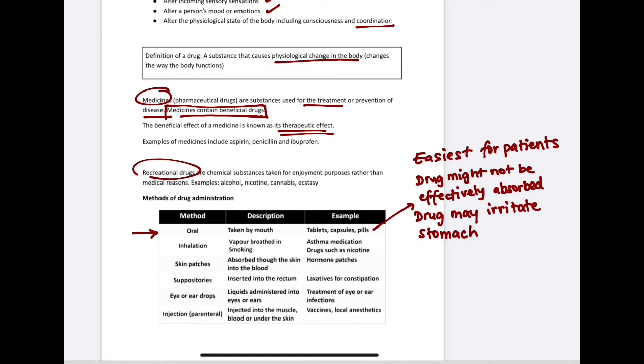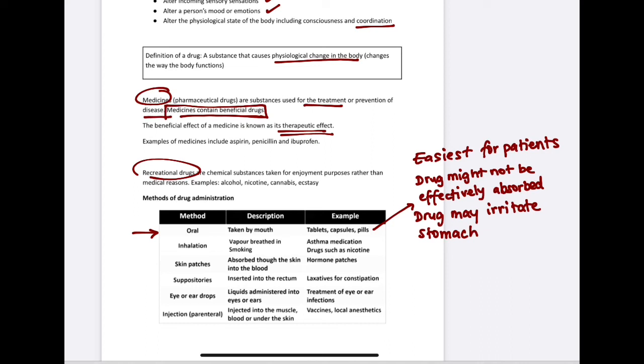You have suppositories, and these are inserted in the rectum. And examples are taking laxatives for constipation. Some painkillers are also inserted as suppositories if they need to have fast action, and if it's going to irritate the stomach. We have ear or eye drops. This is when liquids are administered to the eyes or the ears, and this is usually used for the treatment of ear, nose, or throat infections.